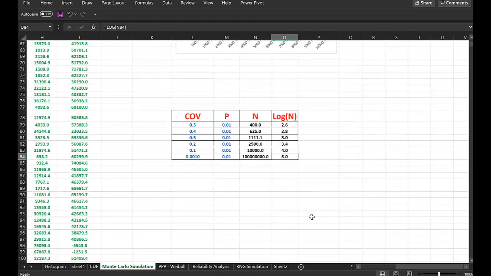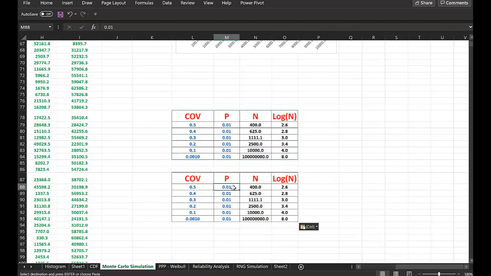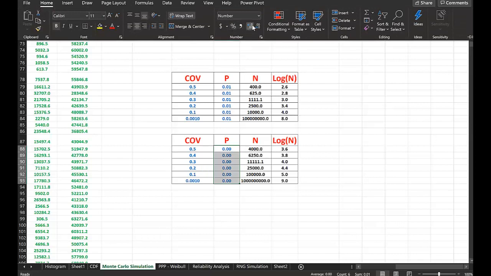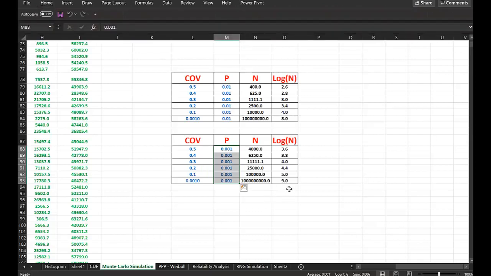Now we can plot this for different probabilities also. So let us calculate the same thing for a probability of 10 to the power minus 3, so this means 0.001, and everything else is the same. So this will give me the number of sample size. You see, if I decrease the probability to 0.001, the number of sample size on a logarithmic scale is increasing.